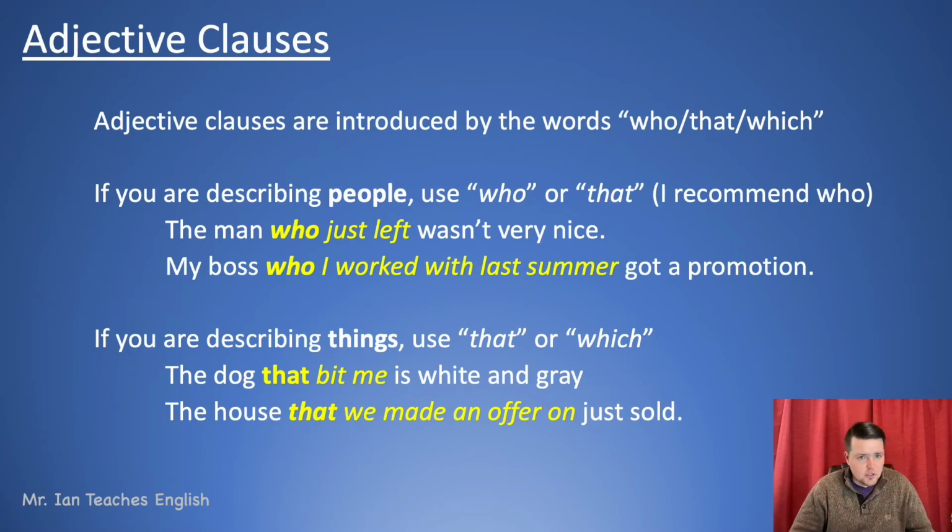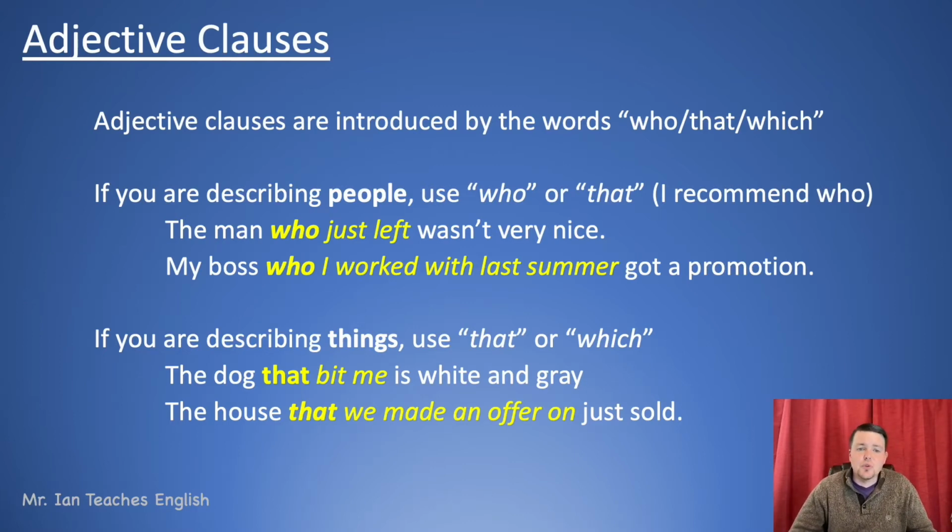Now let's look at the introduction words that are used with adjective clauses. Most adjective clauses are introduced by one of three words: who, that, or which. If you're describing people, use who or that. If you're describing things, use that or which. So, if you just want to be lazy, you can use that all the time. But I do recommend using who with people. Using that with a person is a little bit rude. It's possible, but I don't like it.